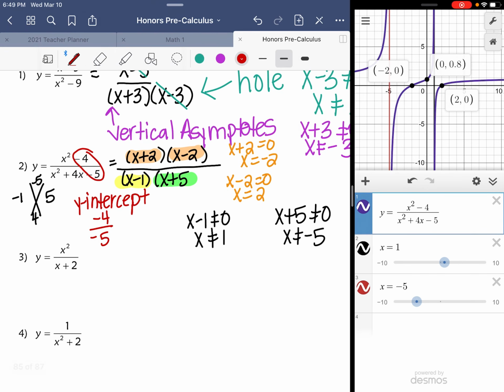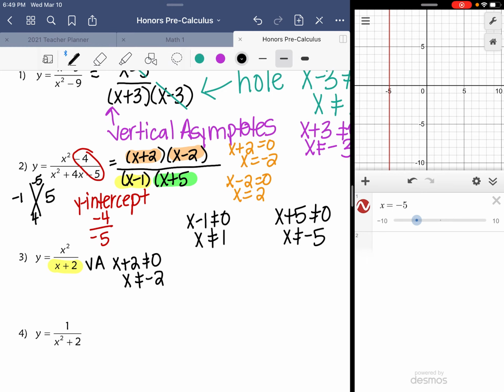All right, so then I have x squared over x plus 2. I don't have anything to factor here. So what am I looking at as far as my values? Well, I have one piece left over in the denominator, which is x plus 2. That is going to be a vertical asymptote. That vertical asymptote is going to be x plus 2 can't equal 0. So therefore, there's a vertical asymptote at negative 2.